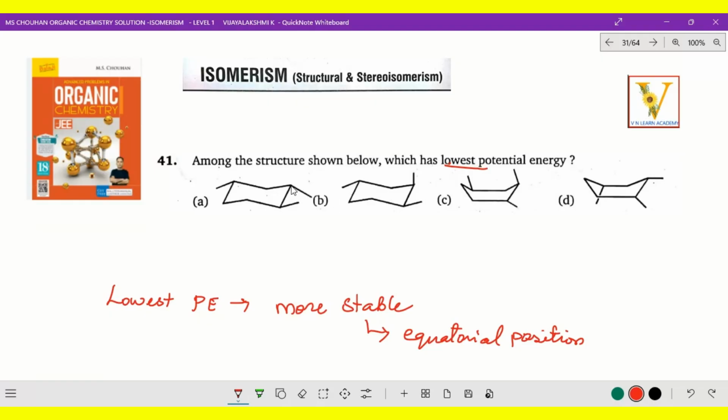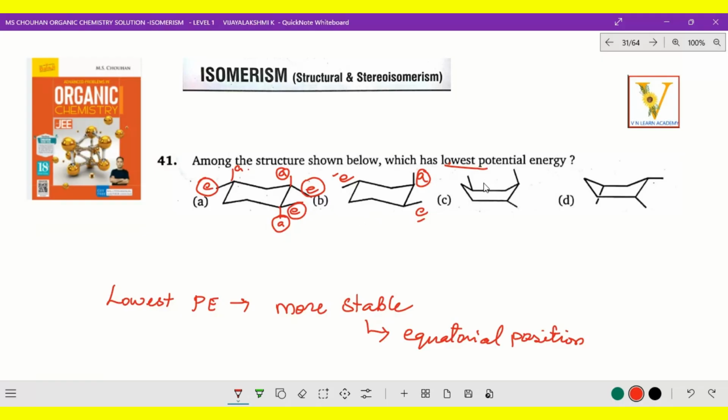Now in compound A, this is the equatorial position, the axial will be upwards, and in the same way this is equatorial, and its axial is downward, right? This is axial and this is equatorial. So that means we are getting three equatorial positions in this compound. Now in the second one, this is equatorial, this is axial, and this is equatorial. So one axial and the other two are equatorial. The compound with all equatorial positions will be more stable, right?